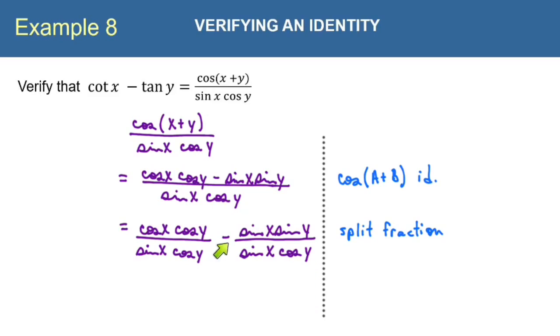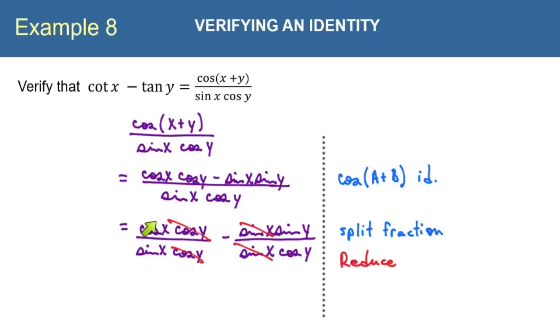Once you split the fraction, you can reduce each fraction separately. In the first term, we see that we have cosine of y in both top and bottom, so those will divide out. In the second term, we see that we have sine of x in both the top and the bottom, so those will divide out. Over here on the right side, let's state that we reduced.